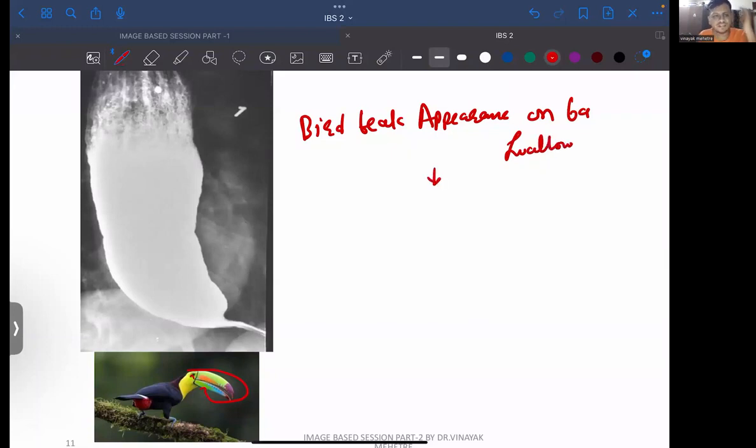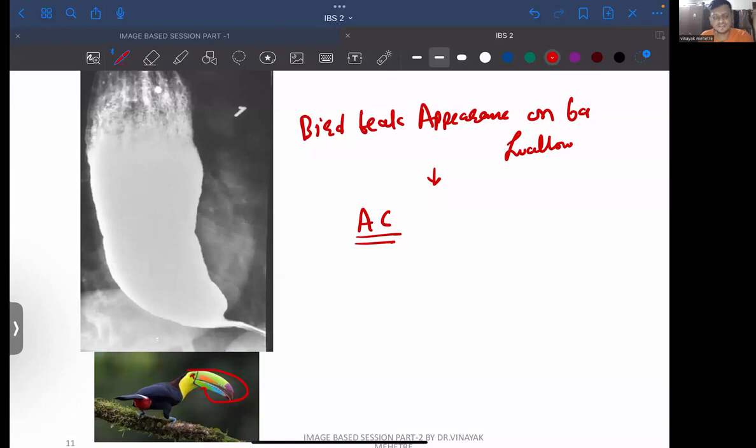Remember, it is seen in achalasia cardia. That doesn't mean we are not going to see it in esophageal cancer. If achalasia cardia is not in the option, you will mark esophageal cancer. Sorry, it is not specific for achalasia cardia. It can be seen in esophageal cancer as well. Classically किसमें मिलेंगी? Achalasia cardia.